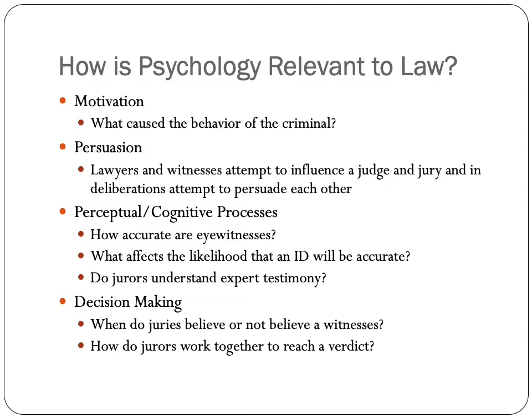There's perceptual and cognitive processes that are also present, right? How accurate are our eyewitnesses? What affects the likelihood that an identification will be accurate? Do jurors understand expert testimony, right? These are all perceptual and cognitive processes that are relevant in psychology that we see all the time, right? Memory, accuracy of memories, are psychological ideas that are also prevalent in our criminal justice system.